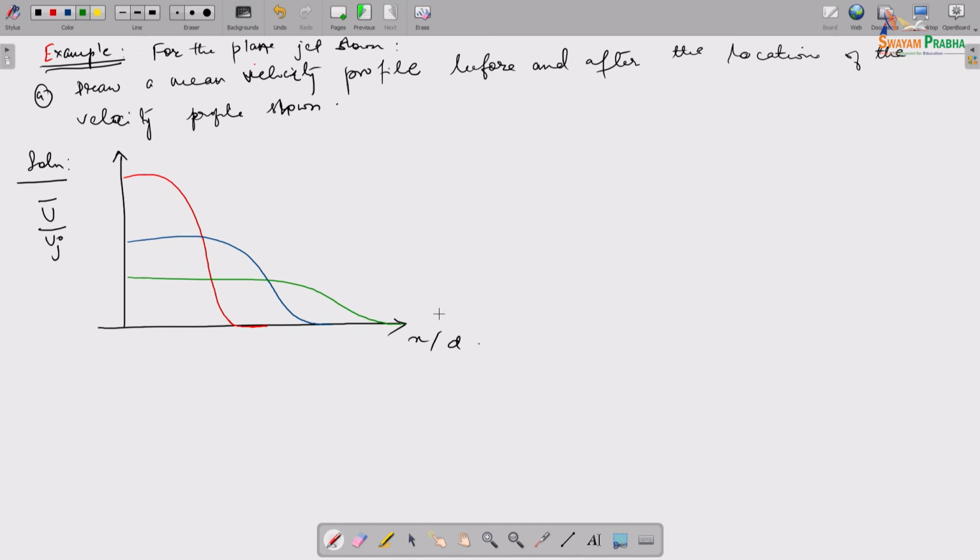So, these are essentially mean velocity profiles against x by d, and this one was for x by d equal to 30, this is x by d equal to 60 and x by d equal to 100.